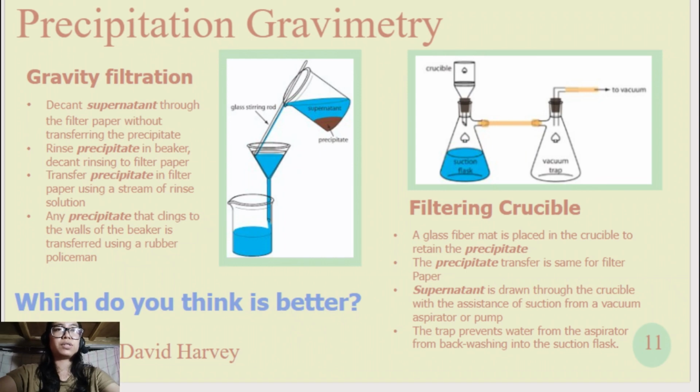Filtering a precipitate using a filtering crucible, such as a fritted glass crucible or a Gooch crucible, involves placing a glass fiber mat in the crucible to retain the precipitate. The supernatant is drawn through the crucible using suction from a vacuum aspirator or pump, and like filter paper, the precipitate is transferred using the same method. So the answer is, it depends. Both are equally effective, but using a vacuum makes the filtration faster.